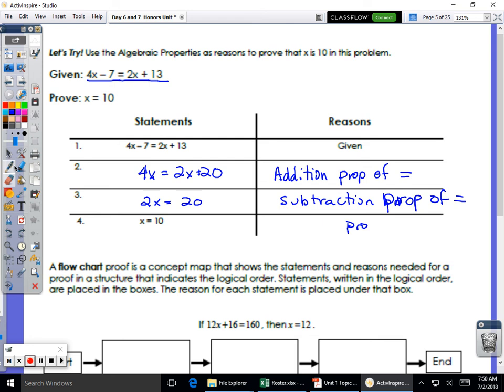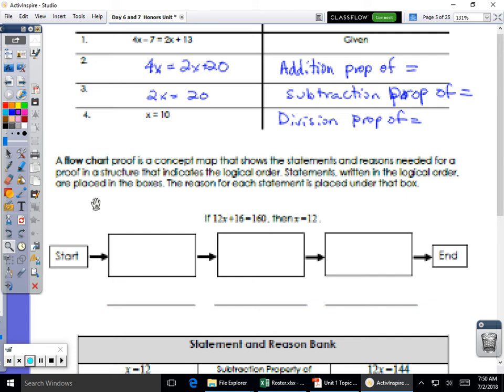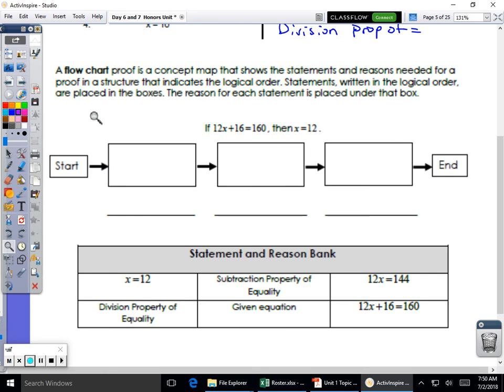Division. Alright, let's try that again. Division property of equality. Okay, great. So that is our 2-column proof. Let's look at a flowchart proof. So you will have the option to choose between a 2-column proof and a flowchart proof. Those are really the two that we would use the most. We focus more on 2-column proofs, just so you know.